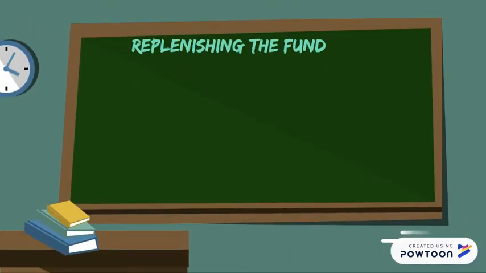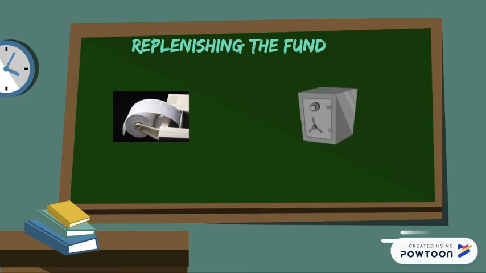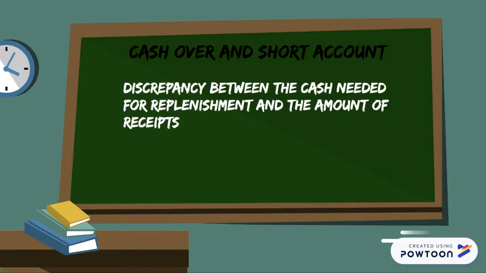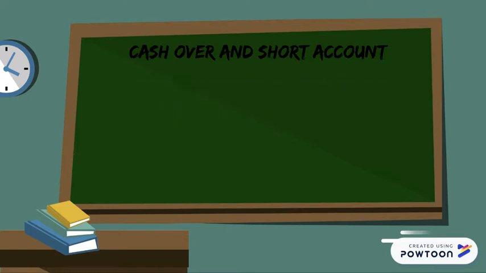However, what if the receipts and the required replenishing amount don't match up, resulting in a discrepancy between the cash needed for the replenishment and the amount of receipts? This could be due to the fact that the custodian did not obtain all the receipts or give out the correct change. A cash over and short account must be created, accounting for the discrepancy between the cash needed for replenishment and the total amounts of receipts, which can either have a debit or credit balance.